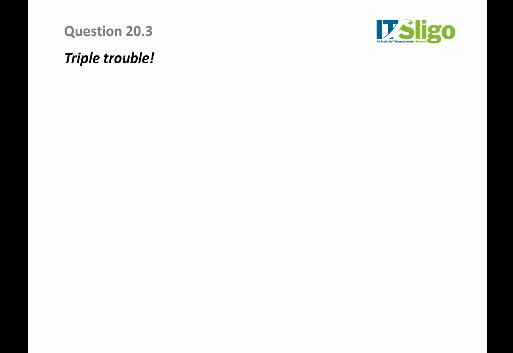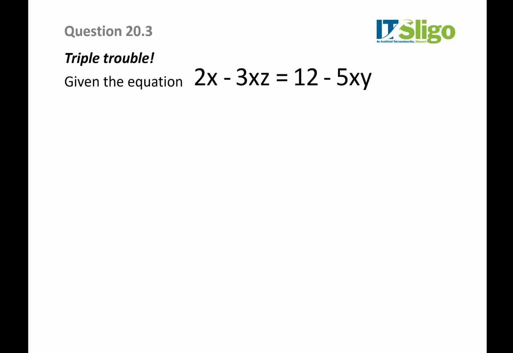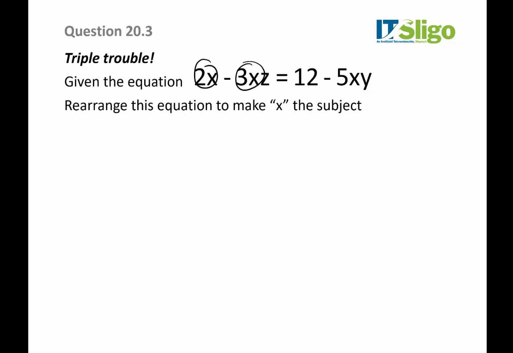And here's one for you just to try. It's triple trouble. So here's the subject appearing 3 times. Now it's not too bad. At least there's no fractions and there's no brackets. So just give that one a go as well. You can see there's 3 terms with x. I'd bring him over, factorize for x, and off you go. So yeah, just pause the video, give that a go.